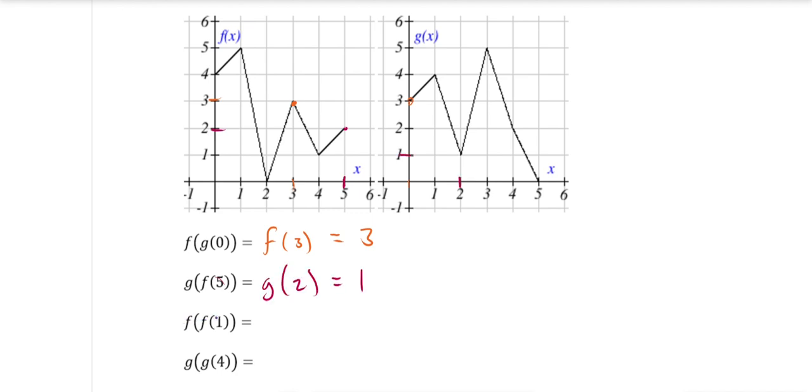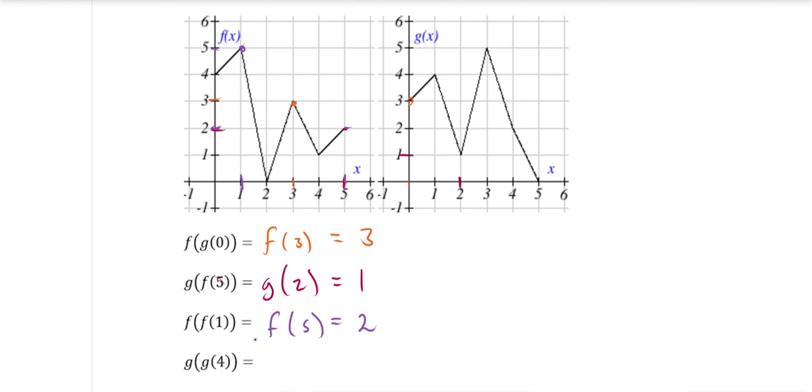Here we have f of 1. This just asks us to plug in a value into f, which we can. Plugging in 1, we get 5. So this would be a 5 that now I need to plug into f again. And doing so, we get 2. So f of 1 is 2.